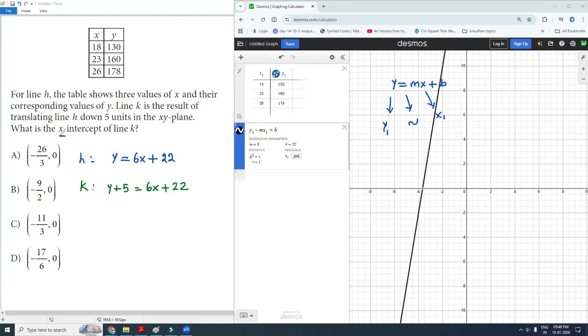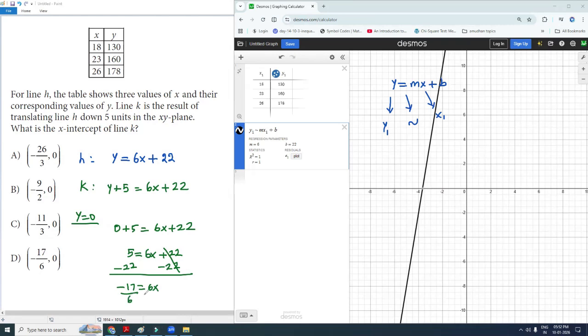Okay, now to get the x-intercept of line K, we have to plug in y equals 0. Let me plug in 0 for y over here, then we get 0 + 5 equals 6x + 22. 0 + 5 is 5. On the right side we have 6x + 22. Let's solve for x in this equation. Let me subtract 22 from both sides of the equation. This positive 22 and negative 22 will cancel out. When I combine positive 5 and negative 22, on the left side I'm getting negative 17. On the right side we have 6x.